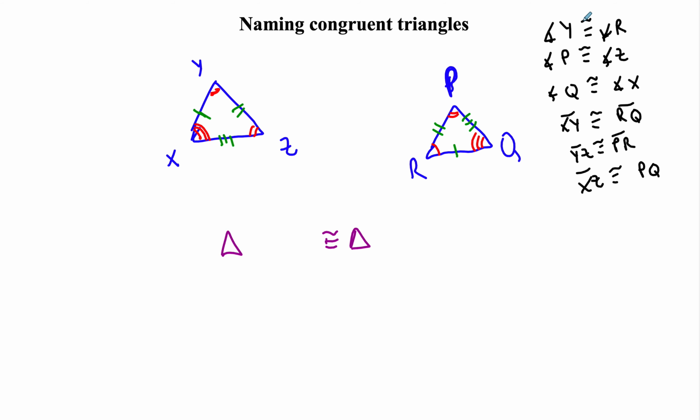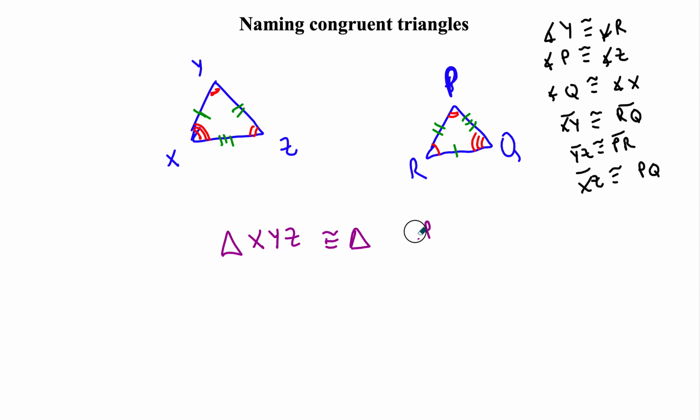Because we do have to have these corresponding things match up. And here's how this works. You must pick one of the triangles to start with. I'm just going to pick this one, and I'm going to go alphabetical: X, Y, Z. Now, once I've set the order here, it sets the order over here. I can't just say R, Q, P, because it may not be the case that the corresponding angles and sides match up. So here's how we check.